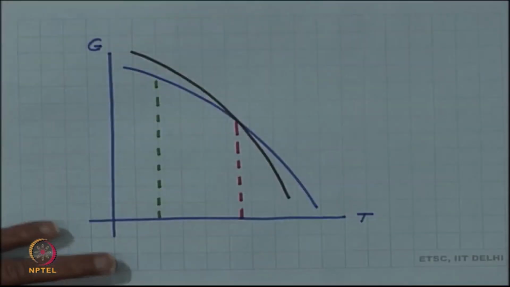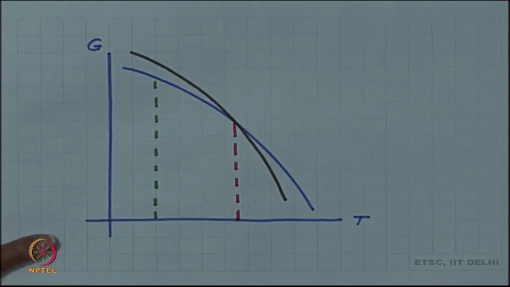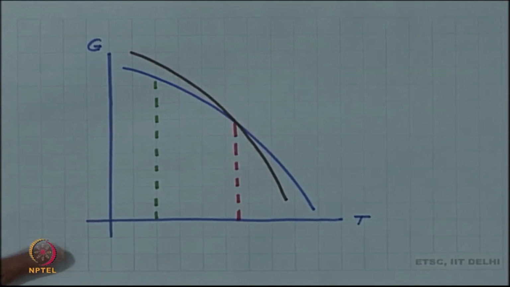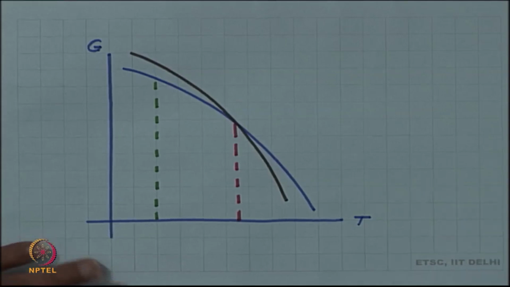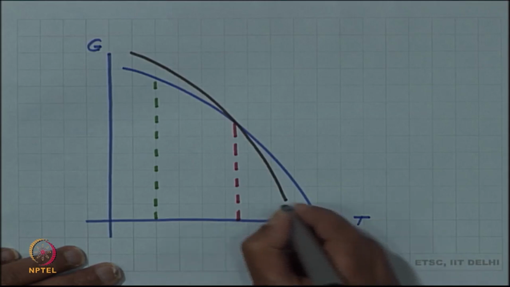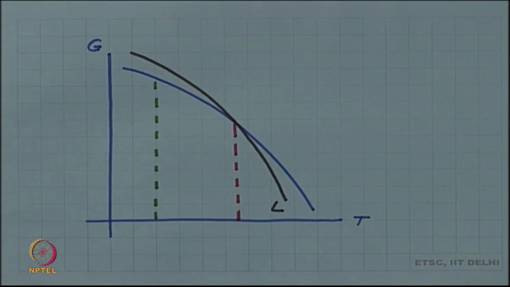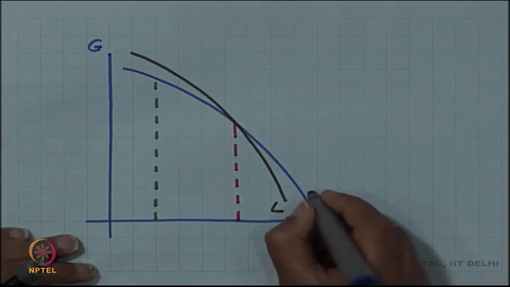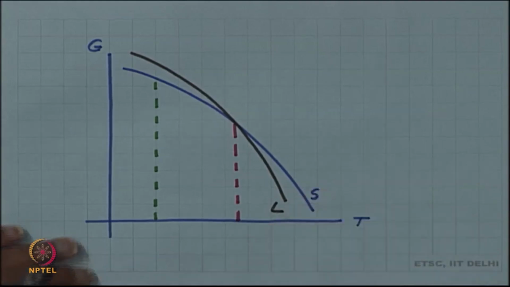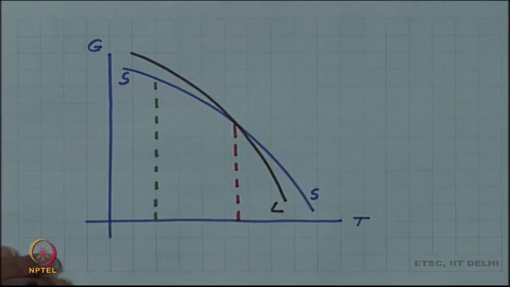Let us look at what the free energy curves look like. Here I have drawn free energy as a function of temperature for two different phases. The one phase shown in black, let us say, represents the liquid phase, whereas the other phase represented in blue is the solid phase. So, we are talking of a solid-liquid phase transformation here.